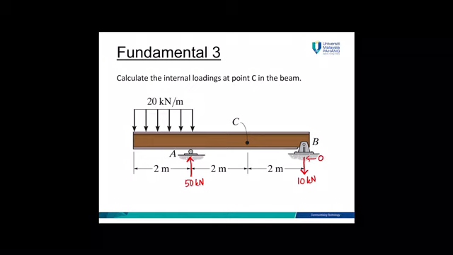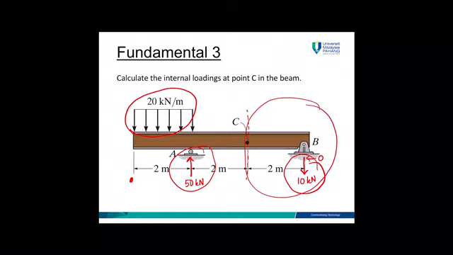Okay, the question asks you to find the internal forces at point C. You can choose if you would like to start from here or you would like to start from B. But if you look at the diagram, if I start from B, it's easier because I only have 10 kilonewton here. But if I start from here, then I have UDL and also I have 50 kilonewton, which is more difficult compared to this part. So I start from B.